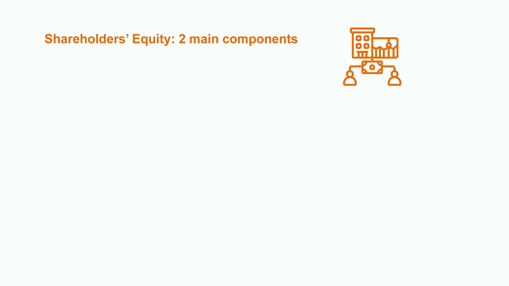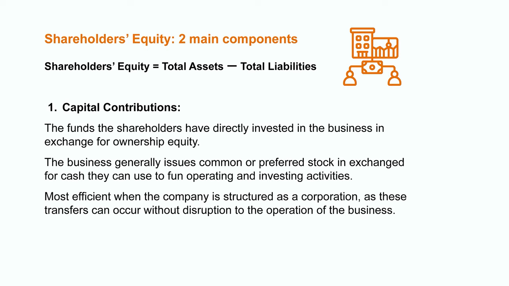So now that we have a high-level understanding of what shareholders' equity is, let's dive into some of the specifics. Shareholders' equity is the value left over to the owners after the liabilities have been subtracted from the assets of the company. It's calculated as follows. Total assets minus total liabilities equals the shareholders' equity. Shareholders' equity is made up of two key components.